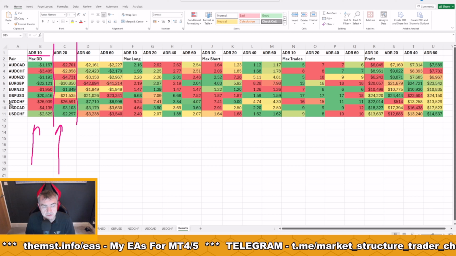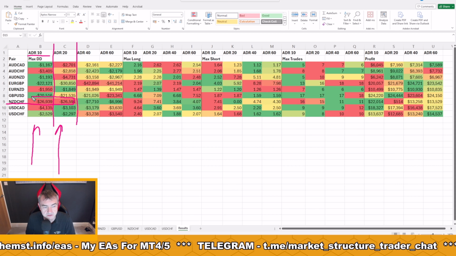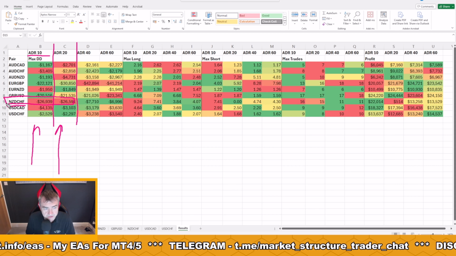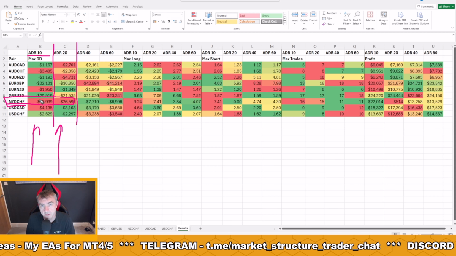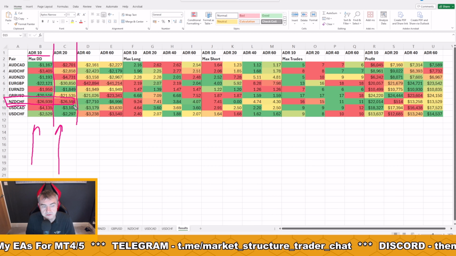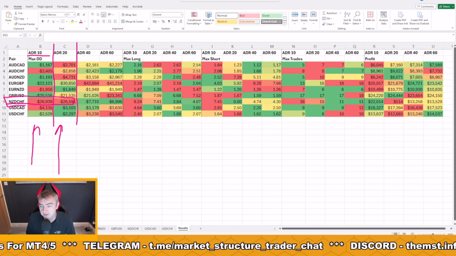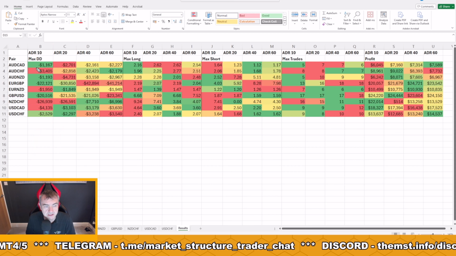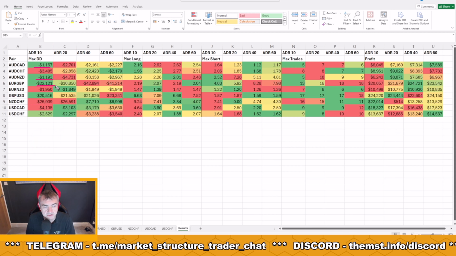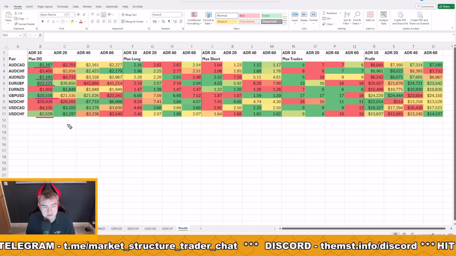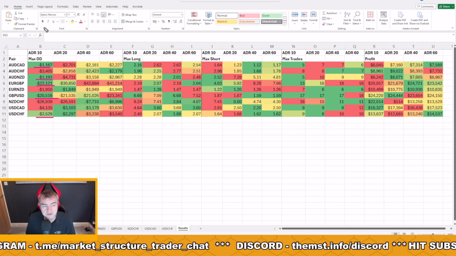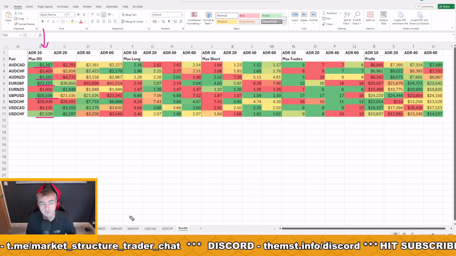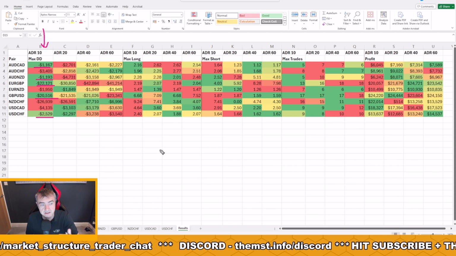Now, you've got the odd anomaly in there, like the New Zealand dollar Swiss here, which actually had worse results with lower ADRs and much better results with higher ADRs. But the vast majority of the pairs, as you can see here, Aussie dollar CAD, Aussie New Zealand, Euro pound, pound US dollar Swiss, they all did better using ADR 10. So you had less drawdown when you're using higher volatility measurement.